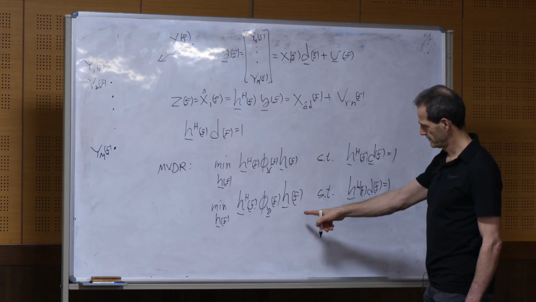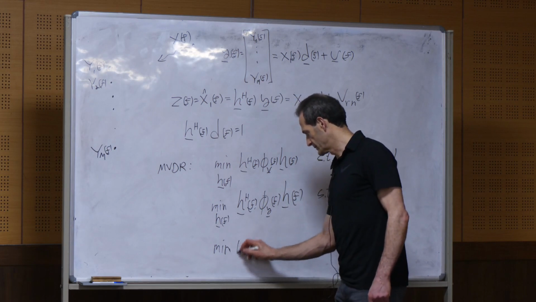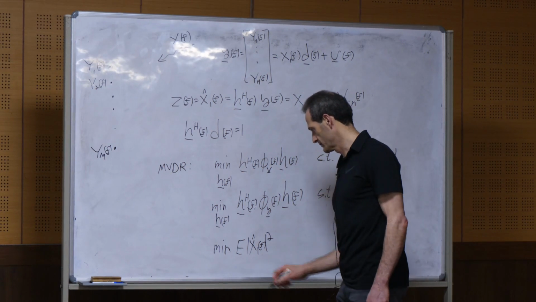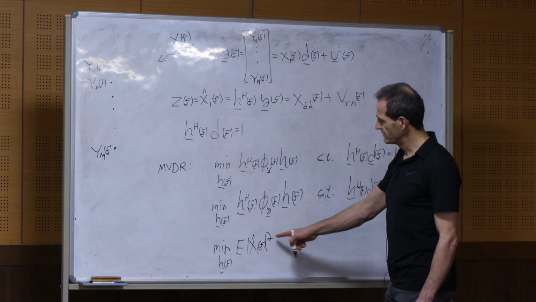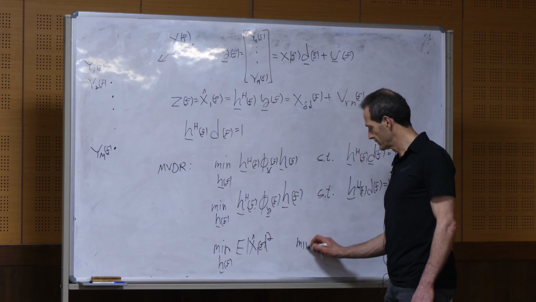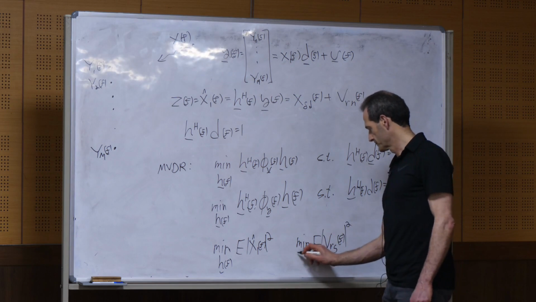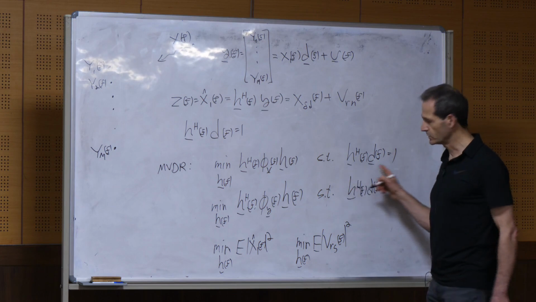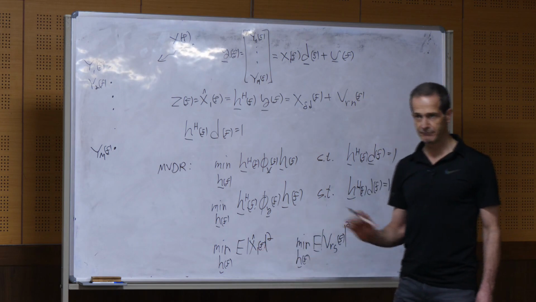So if we try to minimize the variance of X1 hat F magnitude squared, it's equivalent to minimizing the variance of V residual noise magnitude squared, if both are under the distortionless constraint. So if we have the distortionless constraint, both produce the same filter. It's the same.